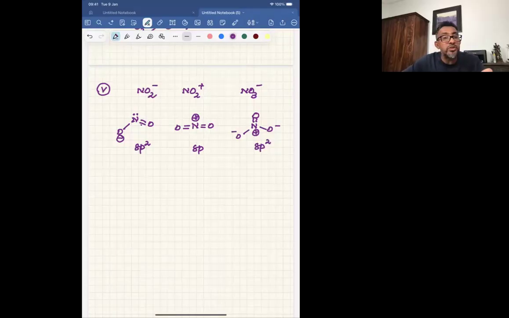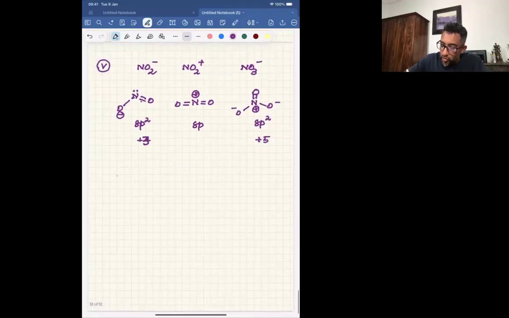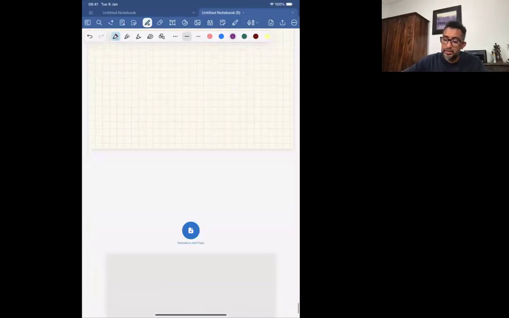From hybridization alone, you can't say anything, so you need to look at the oxidation number as well. What is the oxidation number here? I think it is +4 for NO2 plus. NO2 minus is +3. What about NO3 minus? NO3 minus is plus 5. So NO2 plus, which is sp, is the most electronegative. Then you get nitrate, NO3 minus, and then NO2 minus. Did you get that? Is it clear?